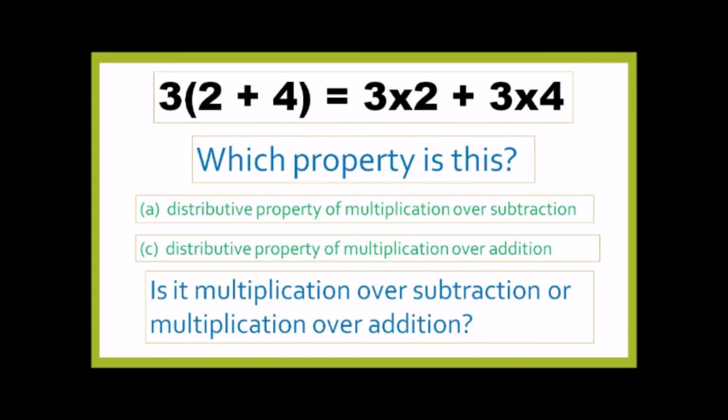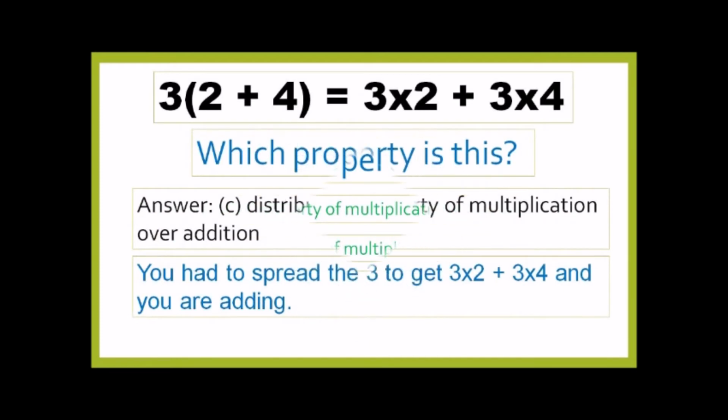Look at it and you can tell the answer right away. You don't have to guess at this. Yes, the answer is C, distributive property of multiplication over addition. Why? You had to spread the 3 to get 3 times 2 plus 3 times 4, and you are adding. So you remove the brackets. Once you remove them, you're multiplying, and the plus sign is right there for you to see. Big and bold, plus. So it's distributive property of multiplication over addition. That's what you're looking at.